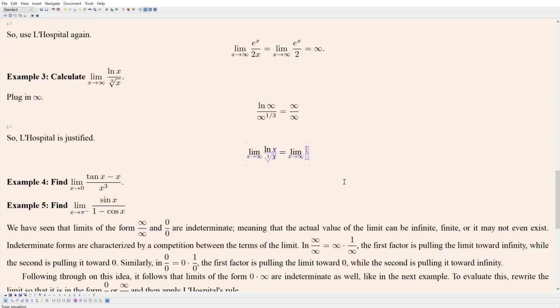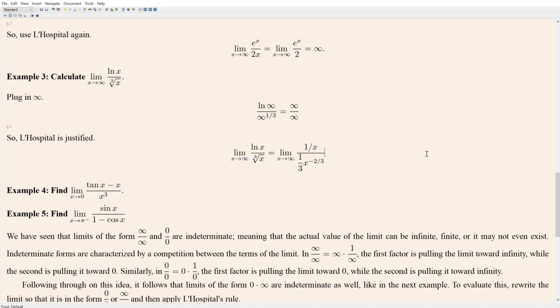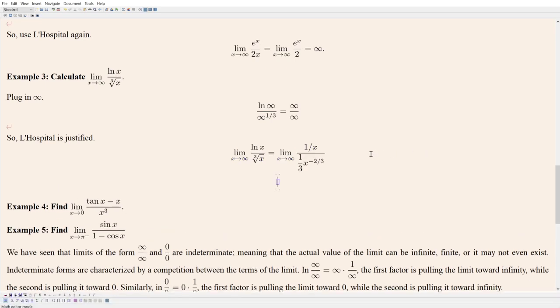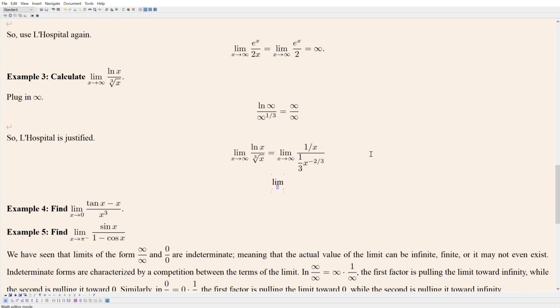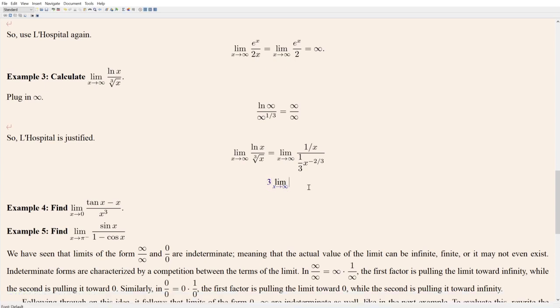Okay, so let's replace the top and the bottom with their derivatives. So log x, derivative of that is 1 over x. Cube root of x, this is x to the power 1/3. So use the power rule. 1/3 minus 1 is negative 2/3. Now we can clean this up a little bit by canceling the exponents. Also, we're dividing by 1/3. Dividing by 1/3 is the same as multiplying by 3. So we can just pull that 3 right out.